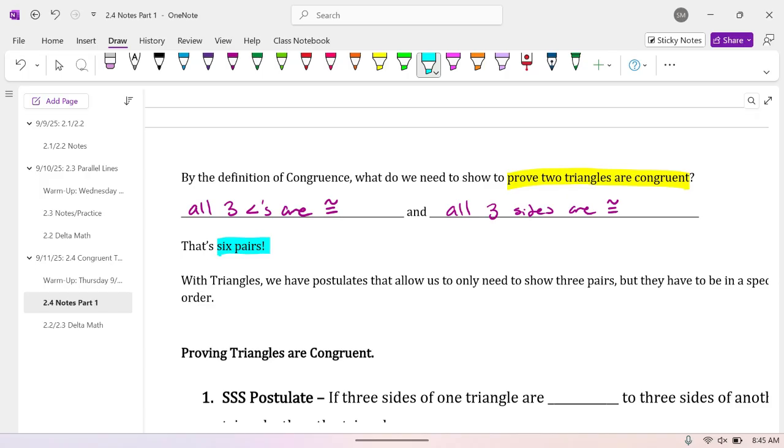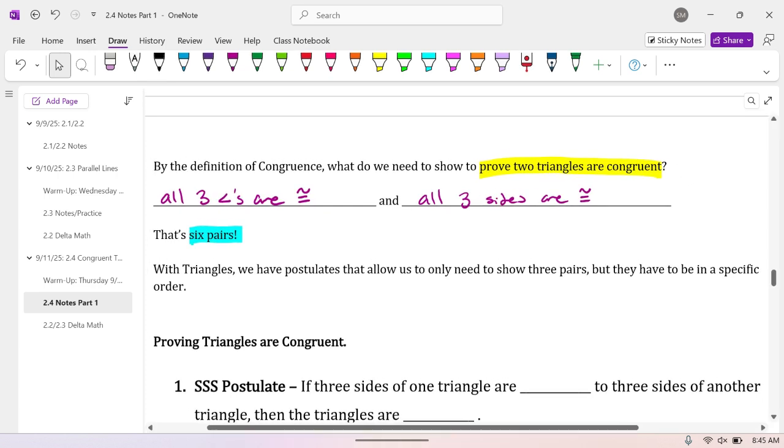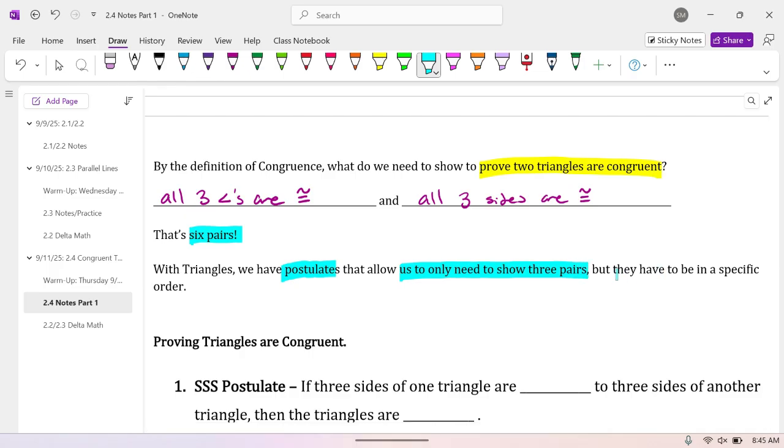All right. Now, we're going to talk about 2 postulates today. These postulates allow us to only need to show 3 pairs that are congruent, whether they be a set of angles, a set of sides, or a mix of both, but they have to be in a specific order. So that's where knowing where corresponding pairs are is very, very important. All right, when it comes to this order.